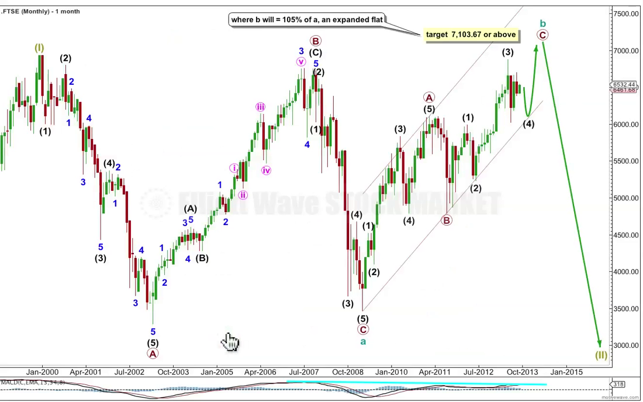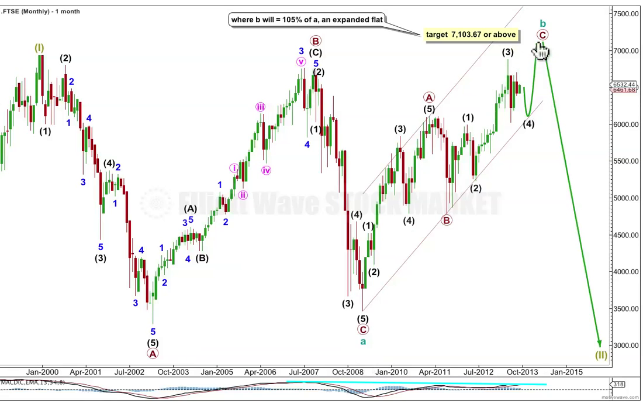A quick recap of my monthly wave count for the FTSE. From this all-time high here to the downwards movement here, this subdivides nicely as a 5-wave impulse. This upwards movement subdivides nicely as a 3-wave zigzag, and this downwards movement subdivides best as a 5-wave impulse. So here we have a 5-3-5 zigzag structure, a corrective structure complete probably for cycle wave A.